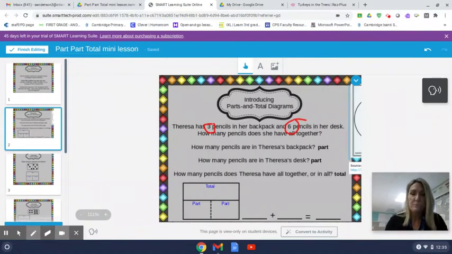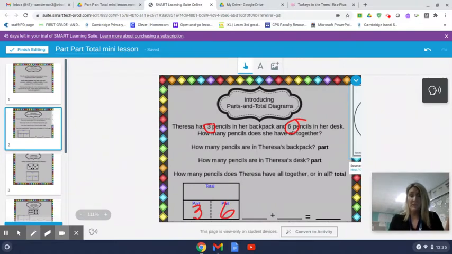So the first part, here's our part total diagram. See how there's 2 parts and 1 total, because we take this part and we put them together. How many pencils were in Teresa's backpack? 3. So I'm going to write the 3 over here. And how many pencils were in her desk? 6. So I'm going to write 6 right there.